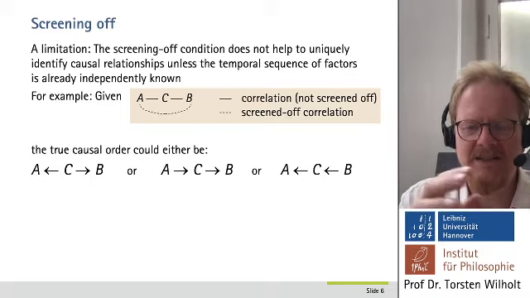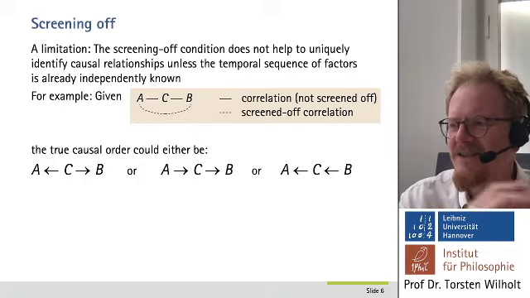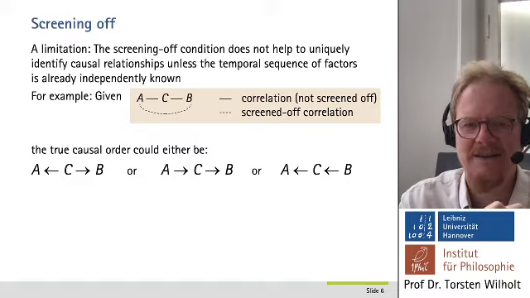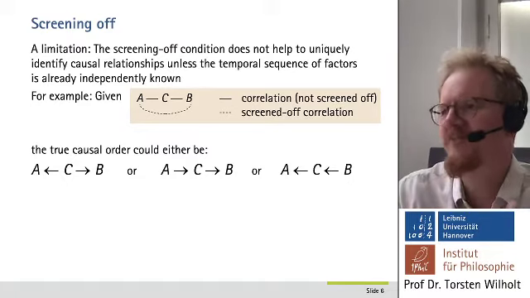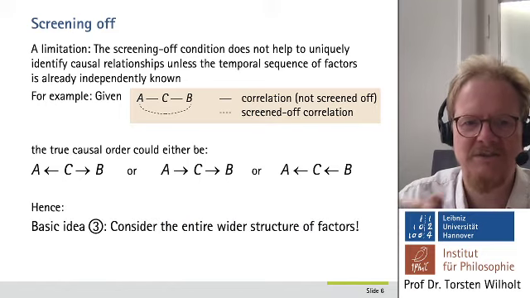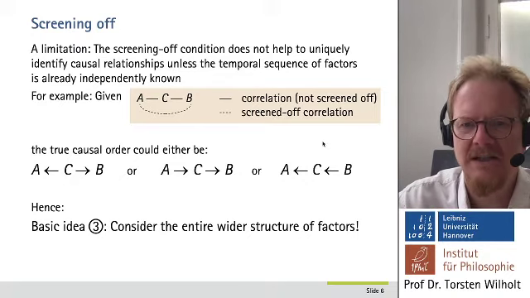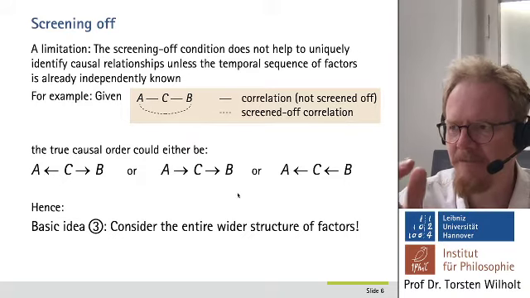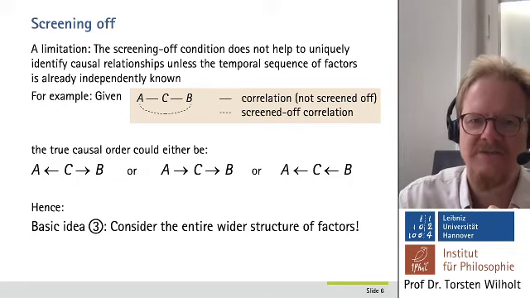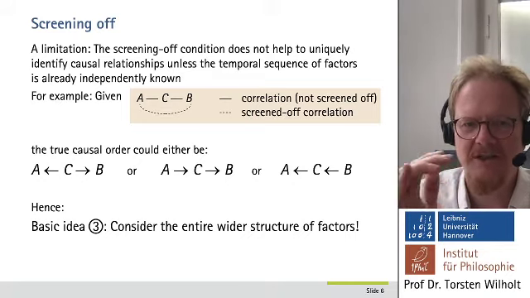So just by looking at isolated variables and seeing that one screens off certain correlations is still leaving lots of things undetermined. And hence, the third and final basic idea that we need to start with the approach that I want to talk about today is the idea to not look at isolated variables, but to consider the entire wider structure of factors. So look at how other factors around A, B, and C are correlated with them, and then use that information to see whether we can find a uniquely determined causal order.